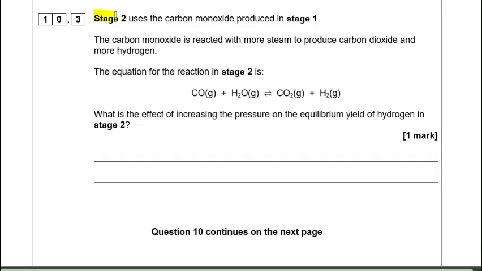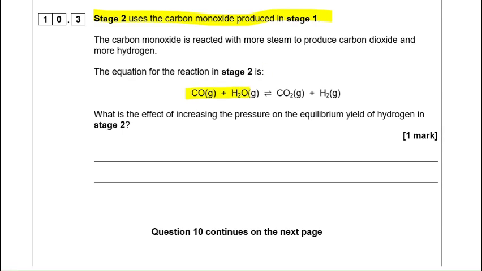Stage 2 uses carbon monoxide produced in stage 1. The carbon monoxide is reacted with more steam to produce carbon dioxide and more hydrogen. The equation for the reaction is, in stage 2, CO gas plus H2O is in equilibrium with CO2 plus H2. What is the effect of increasing the pressure on the equilibrium yield of hydrogen in stage 2?